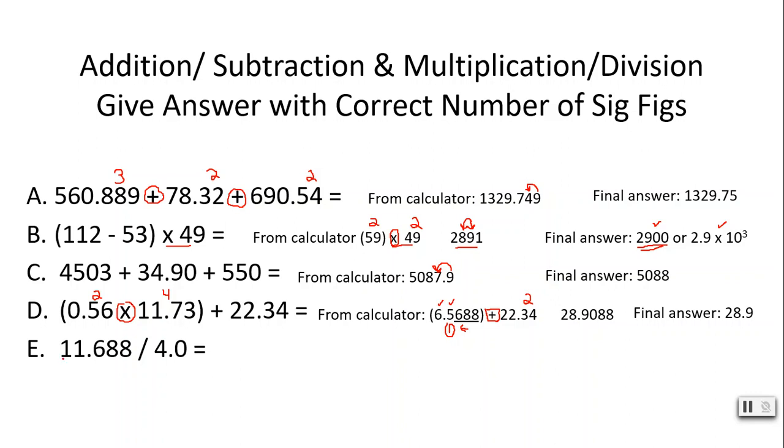Last but not least, division. Division rule, same as the multiplication rule. I care about total number of sig figs for my final answer. So your final answer for that should be 2.9.